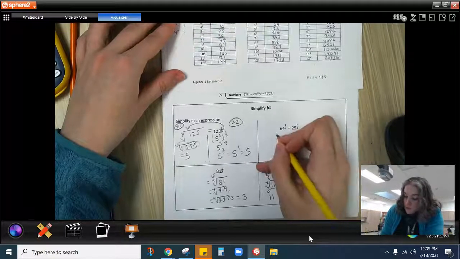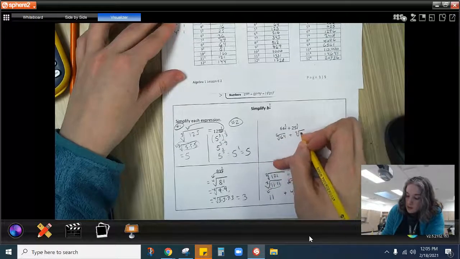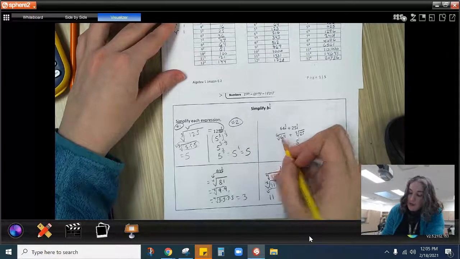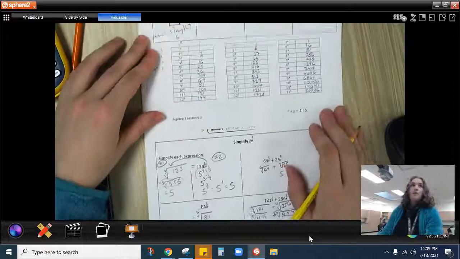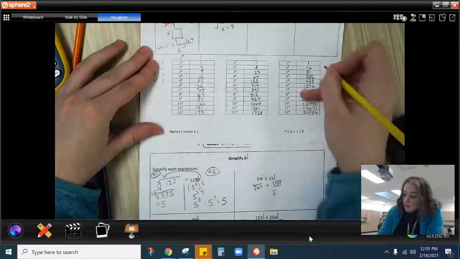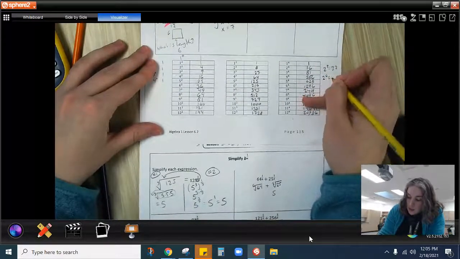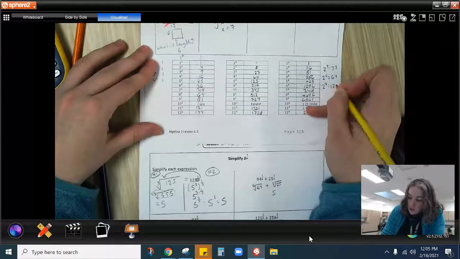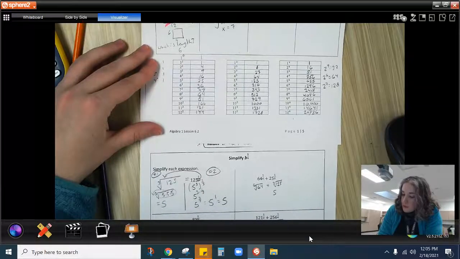And then for this one, when we do the 6th root of 64 plus the 2nd root of 25, I know that the square root of 25 is 5. 64 is a little bit more challenging. So I'm going to come up here. I want you to write this down. 2 to the 5th is 32. 2 to the 6th is 64. And 2 to the 7th is 128. So that will be helpful. I think it'll be helpful at least.